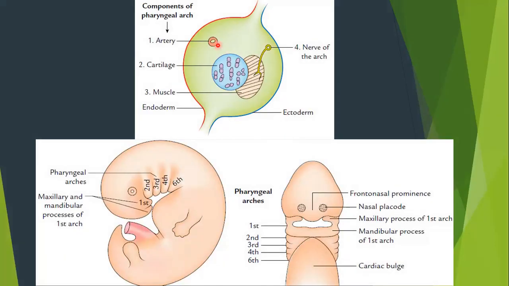Now, here you can see components of a pharyngeal arch. They will have an artery, a cartilaginous rod, then this muscle, which is derived from the core of mesoderm, that is derived from the paraxial mesoderm, then also a nerve from the hindbrain vesicle. You can see here where they are located. They are located between the stomodeum and the cardiac bulge, and they are 5 in number: the first, second, third, fourth, and the sixth. The fifth usually disappears.